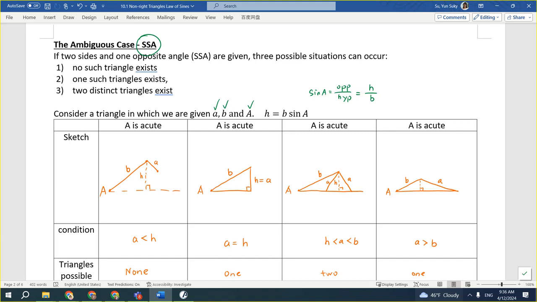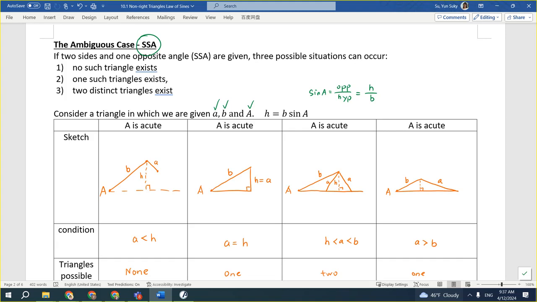Well, if your A is bigger than H but smaller than B, you have two triangles. Your A is between H and B. So maybe your A is like that, and you have a triangle that looks like this. Or maybe your A is in this direction, and then you have another triangle. So they are different triangles. So you get two possibilities. Is that okay, everybody?